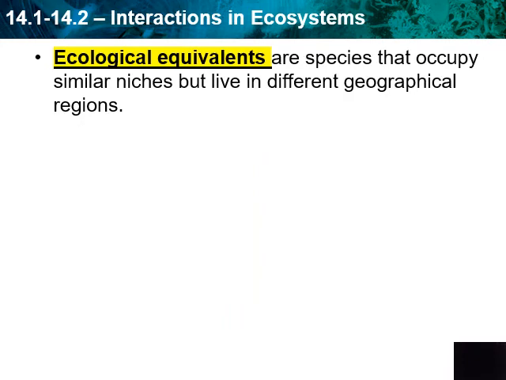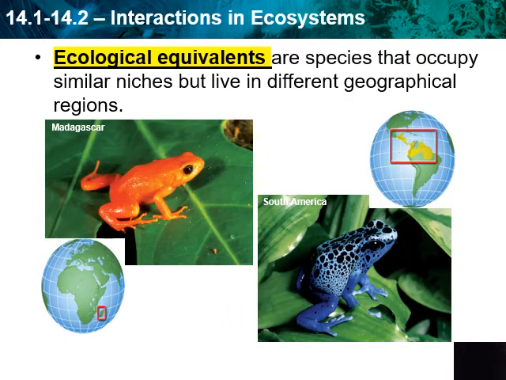Next, we have ecological equivalents. Ecological equivalents are species that occupy similar niches but live in totally, completely different geographical regions. Okay, so we have these little poison arrow frogs. Some of them live in Madagascar. Some of them live in South America. They do the same types of behaviors, the same kind of reproductive strategies, but they live in completely different regions.